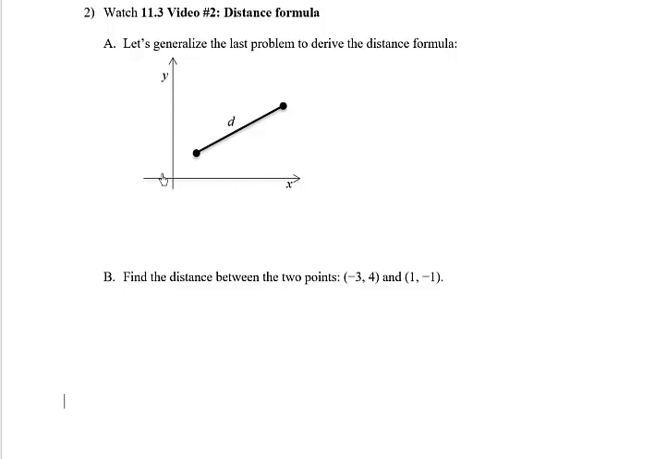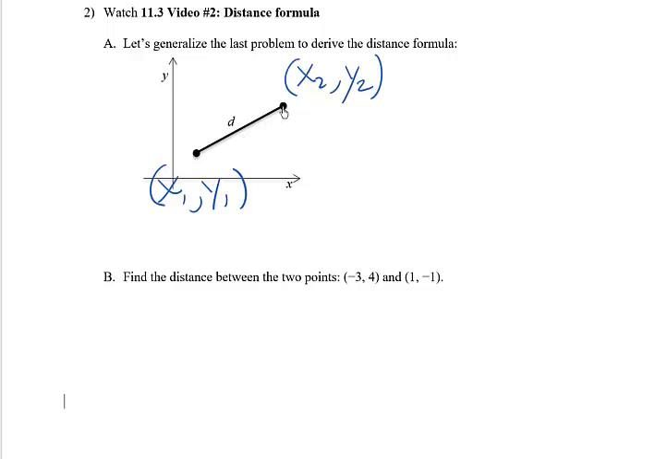Let me label my 2 points in a very general way. So I'm going to call this first point x1 comma y1, meaning the first x and the first y, and I'll call the other point x2 comma y2. So this is very, very generic. I'm interested now in trying to find the distance between these 2 points. Well, let's take the same approach that we did before.